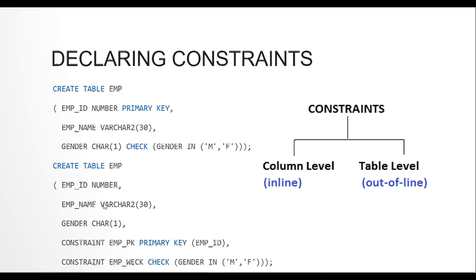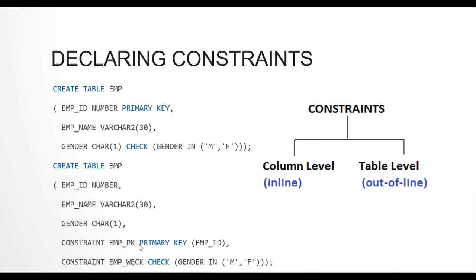Whereas when you declare the constraint outside the column, at the table level, we call it an out of line or table level declaration. Here, I've declared all three columns, and then I have used the keyword constraint, given the constraint name, then primary key, and in brackets I specify which column I am talking about. This is the table level declaration, and the first example is the column level declaration.